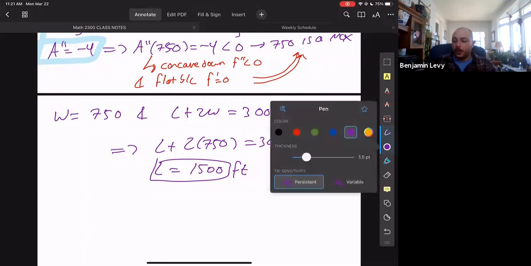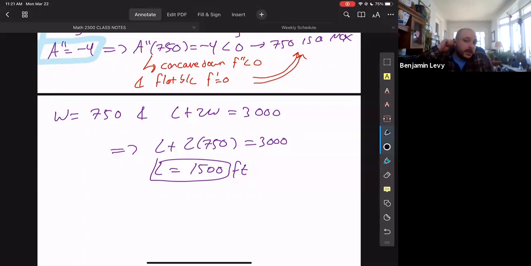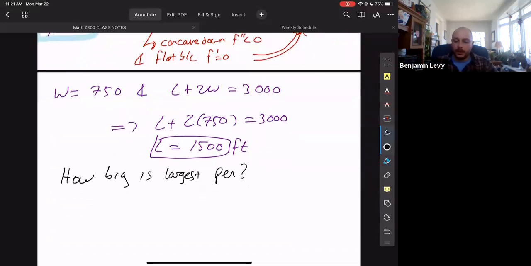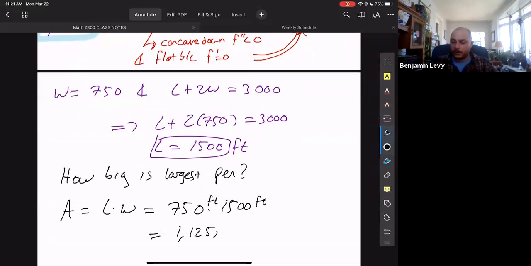If the question was, what is the biggest area, then we would want to plug that into the area formula. And so let's just figure out what that is. Like if the question was, how big is the largest pen? This is the difference between finding the location of where the max is, which is an X value, and then finding what the max is, right? Which you always take what you have and plug it back in. If you want to know the largest pen, we just plug it into the formula. Right, these are both feet measurements, and so when you multiply them together, you'll get square feet, which is an area unit.